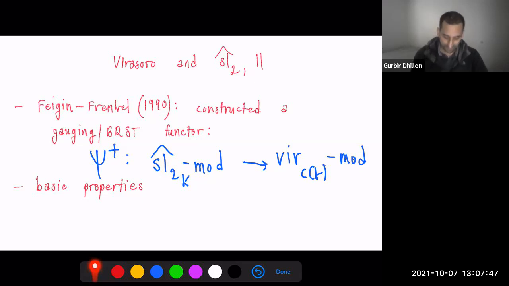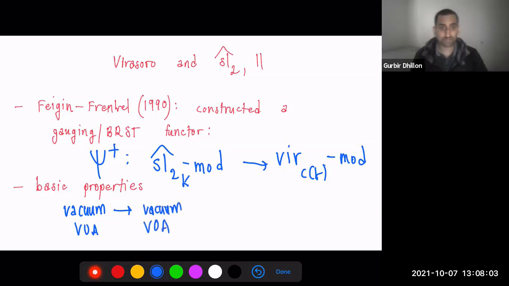And so let me just remind you of some basic properties of this plus reduction. It sent the vacuum algebra to the vacuum algebra. And a related nice property is that you build this functor using conformal field theory techniques. So it'll generally send any VOA with SL2 symmetry to another VOA. So that's one comment, which plays nicely with VOA structures.